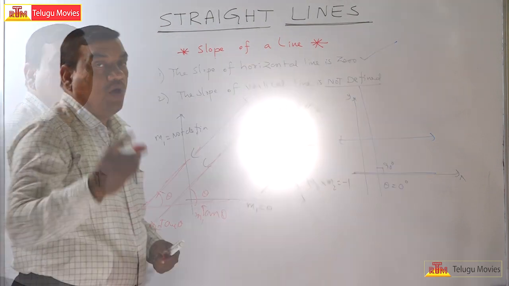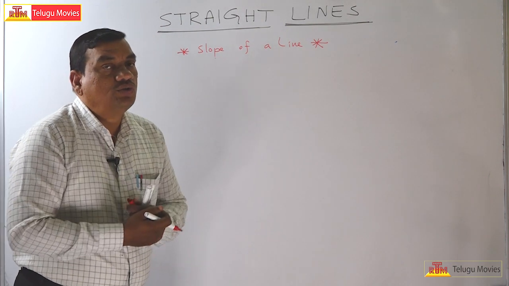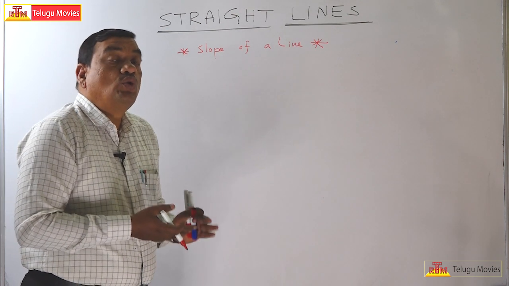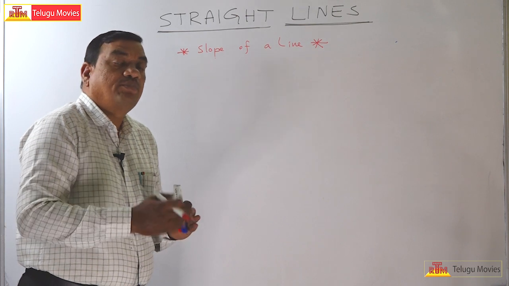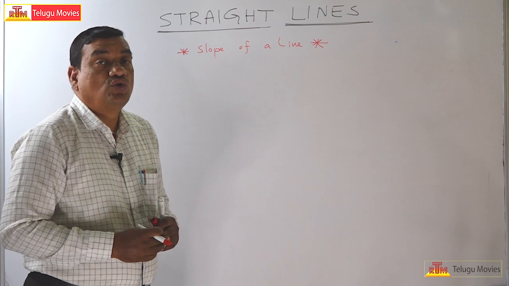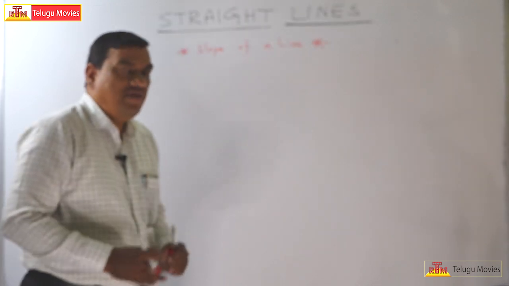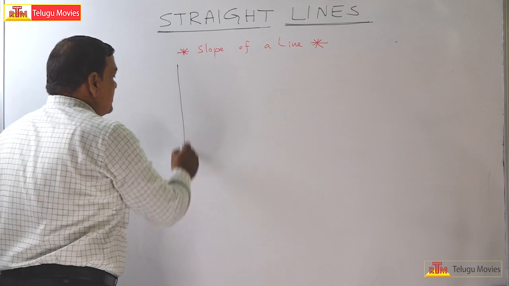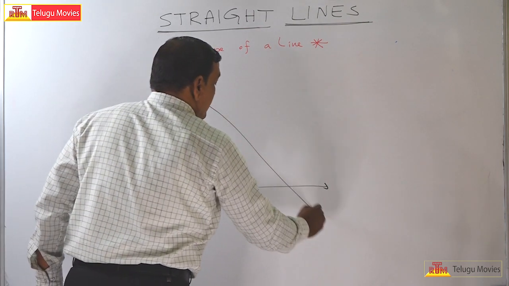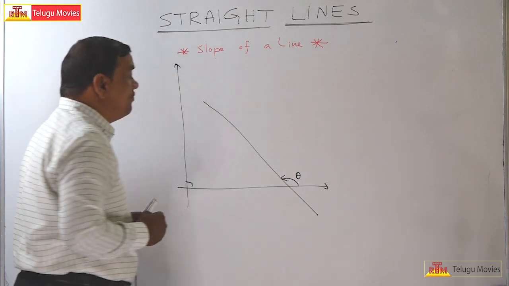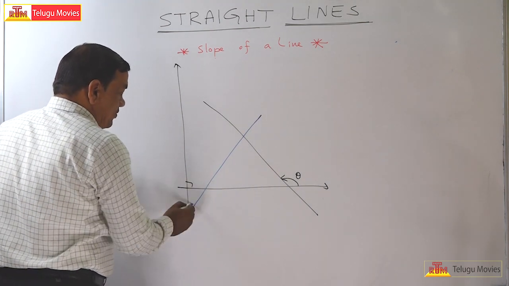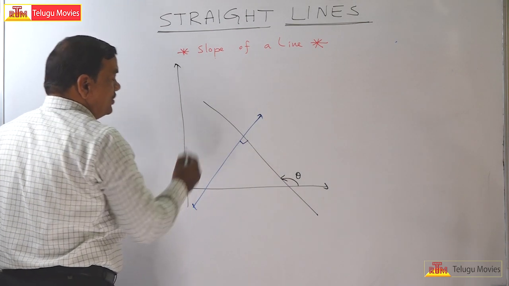Let us see that. Welcome back. Now I am going to explain how to prove that if two lines are perpendicular, the product of their slopes is equal to minus 1. The condition is that any one of the lines should not be vertical. So for that, let us take a line, x-axis, y-axis. Let us take a line making an angle theta with the x-axis in the positive direction. Let us take another line which is perpendicular to this.